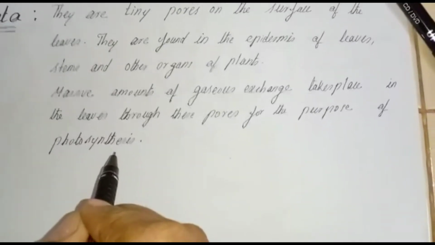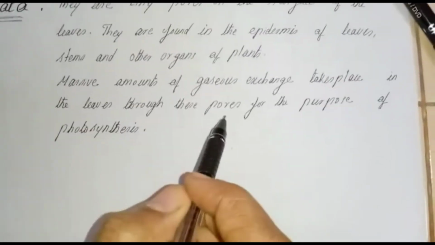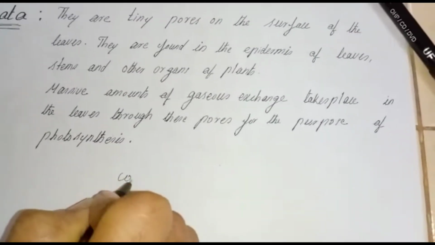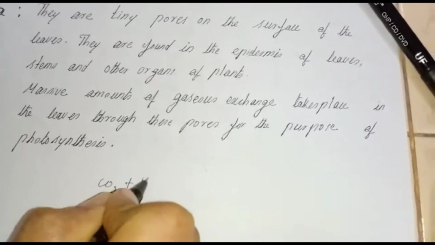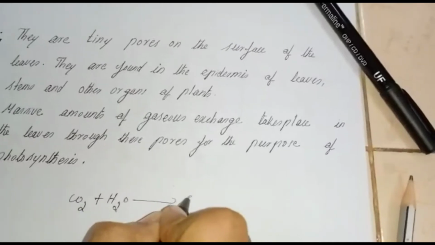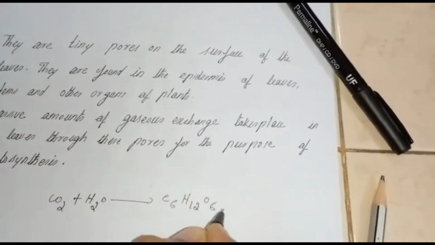So for photosynthesis, the gas exchange takes place through the pores. Photosynthesis needs carbon dioxide. Carbon dioxide plus water gives us C6H12O6. So this is the formula of photosynthesis.